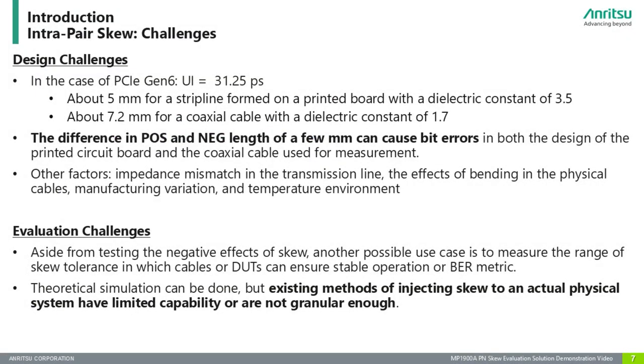Considering intrapair skew in system design creates some challenges. In the context of high-speed data interfaces, a positive and negative length difference of a few millimeters in both the design of the printed circuit board and the coaxial cables can introduce intrapair skew and cause bit errors. Other factors to consider are impedance mismatch, bending in the physical cables which can occur in server switches with hundreds of cable connections, manufacturing variation, and the temperature environment.